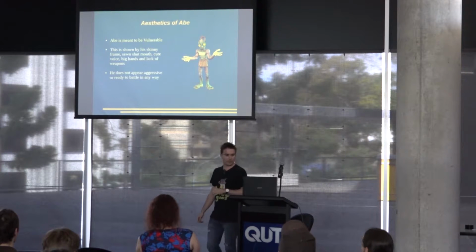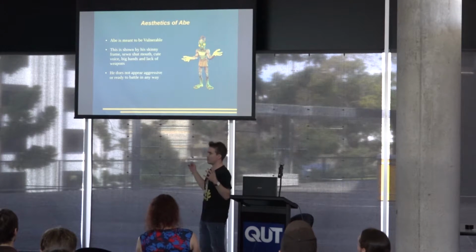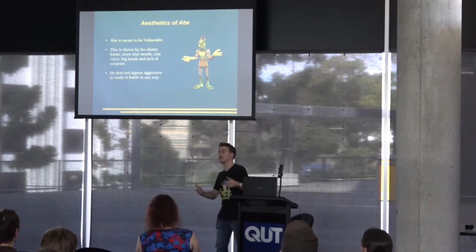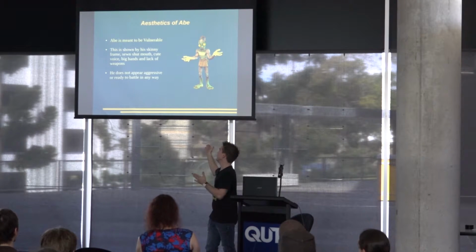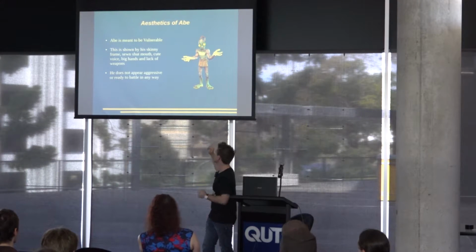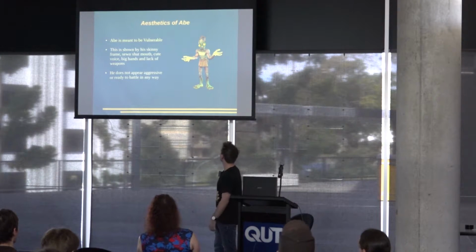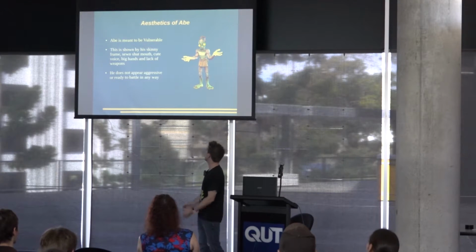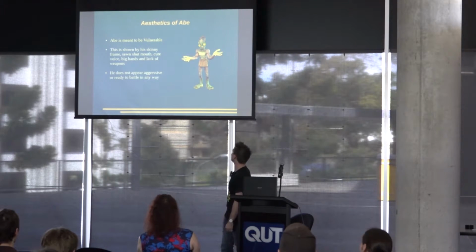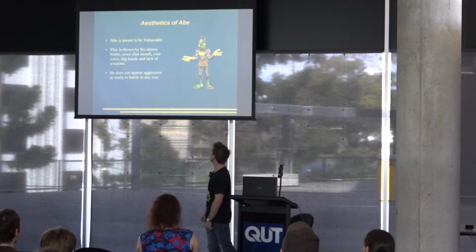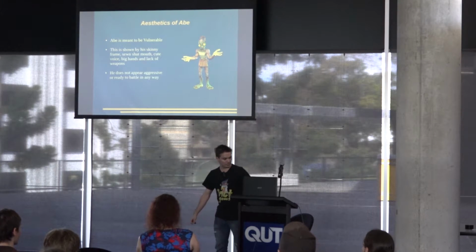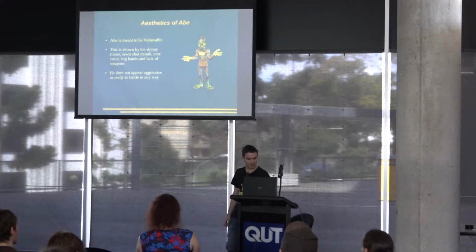Just for fun, I'll quickly go over the aesthetics of Abe that communicate to the player what sort of character he is and how this game is played. So Abe is meant to be vulnerable. Just by looking at him, we see that he's got big dopey feet, big dopey hands, big cute eyes, he's skinny. He doesn't really look like he's going to be leaping around or shooting enemies anytime soon. He looks pretty harmless, creepy but harmless. He doesn't appear to be aggressive. It doesn't look like we're going to run around in the Master Chief costume or anything like that.